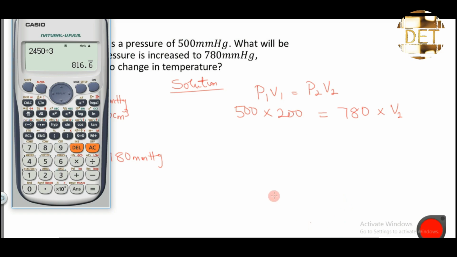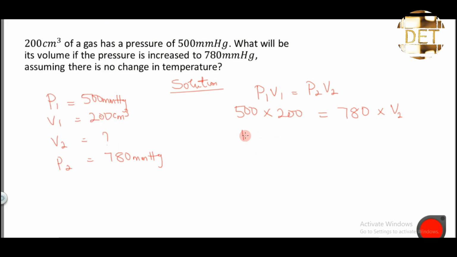I'll bring out my calculator. 500 times 200 will be equal to 100,000. So this is equal to 100,000, which is equal to 780 V2. That's 780 times V2, which gives us 780 V2.